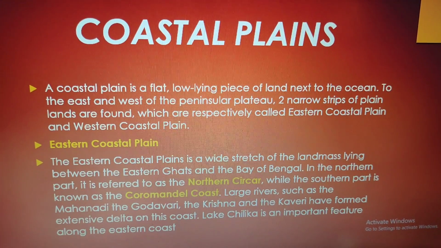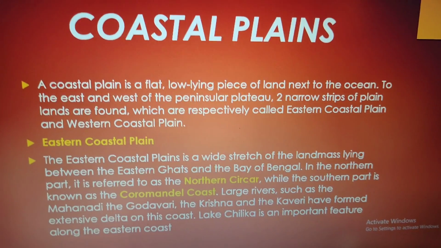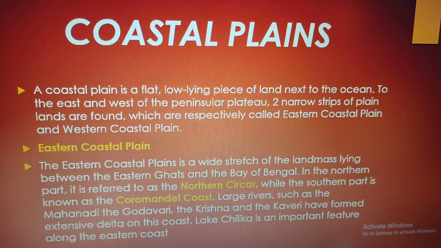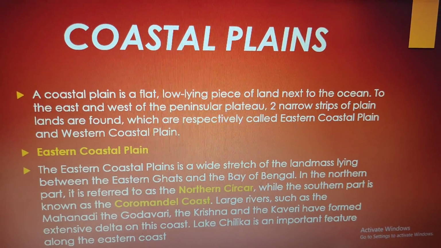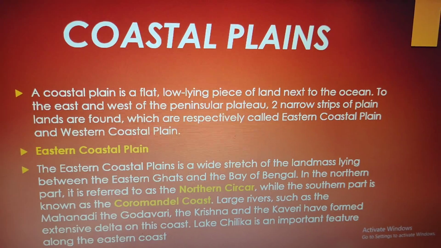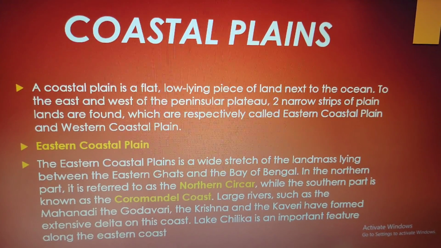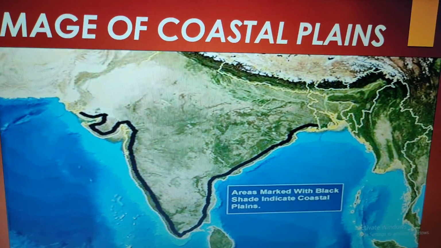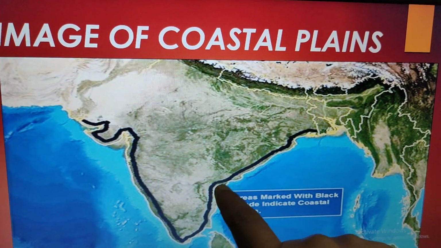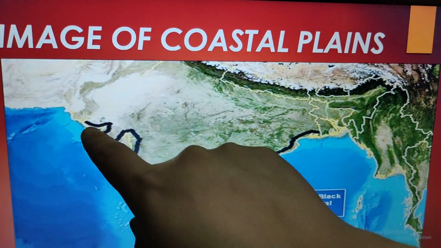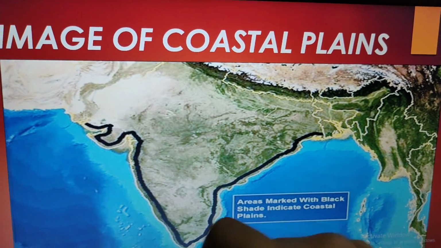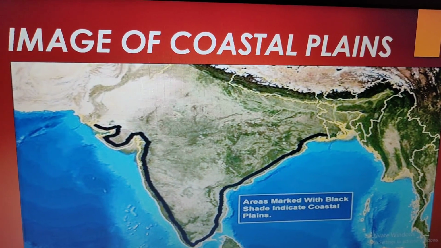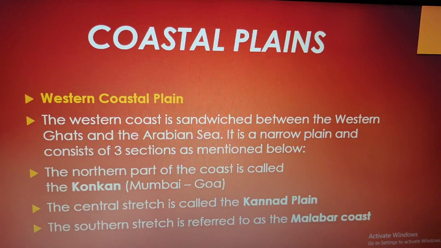Coastal plain. A coastal plain is a flat, low-lying piece of land next to the ocean. To the east and west of the peninsular plateau, two narrow strips of plain land are found, which are respectively called the Eastern Coastal Plain and the Western Coastal Plain. These lie on the east and west sides of the peninsular plateau.